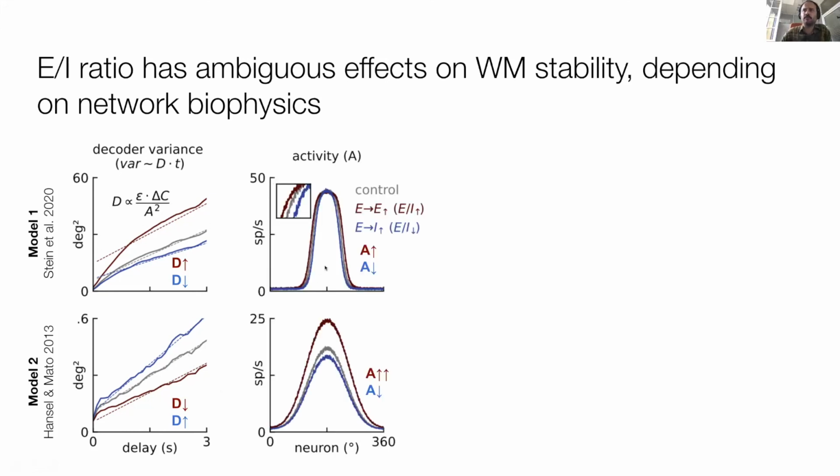So what I'm going to do now is unpack this formula. Each of these factors, I'm going to analyze in the model. We see that for the Stein et al. model, there is a slight increase in the bump as you increase the EI ratio. As you decrease it, there's a slight decrease. While for the Hansel and Mato model, you have a strong increase of the bump with an increased EI ratio. So more or less the same direction, but this one with more dramatic changes.